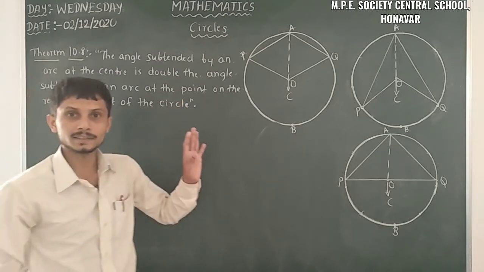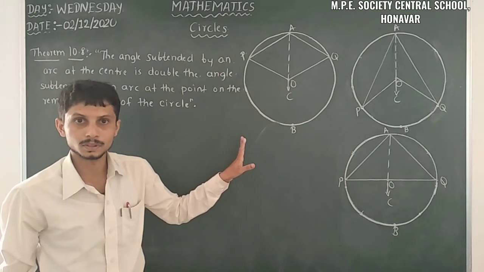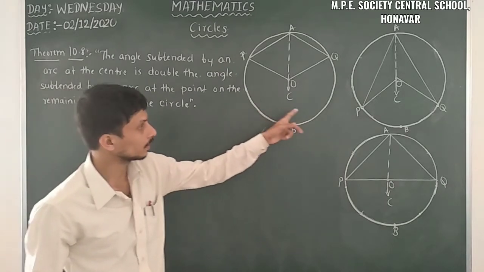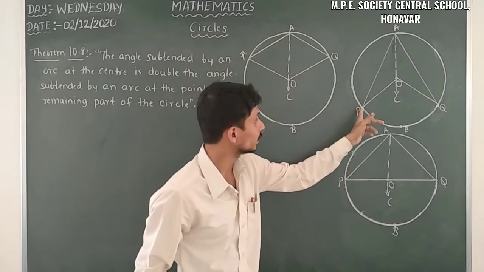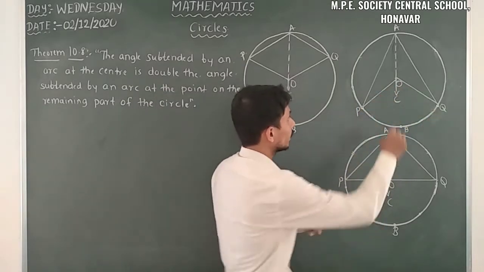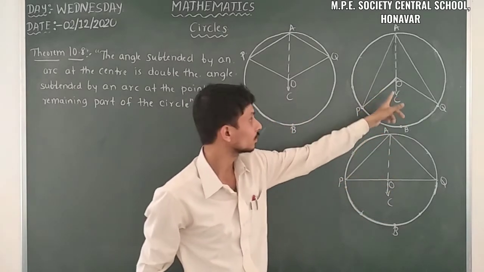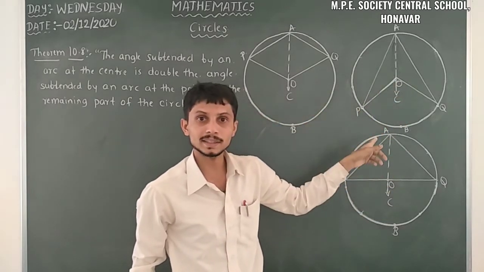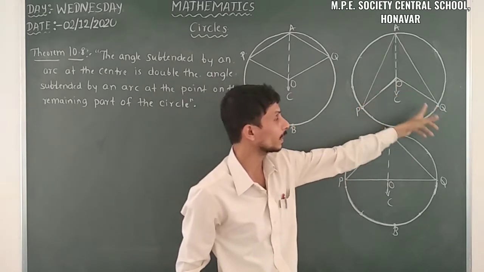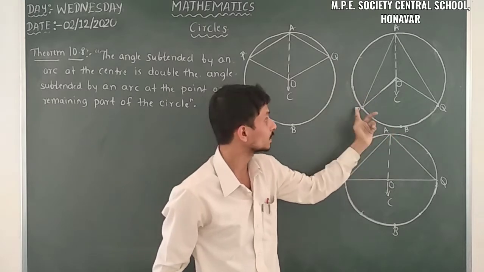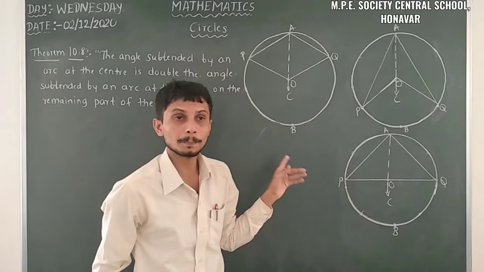So let us understand the things. Here we have an arc, which I will consider as PBQ. PBQ is an arc. So here it's the angle subtended with that arc at the center. Here we join OP and OQ, which means this arc subtends an angle at the center. So the first part is that one.